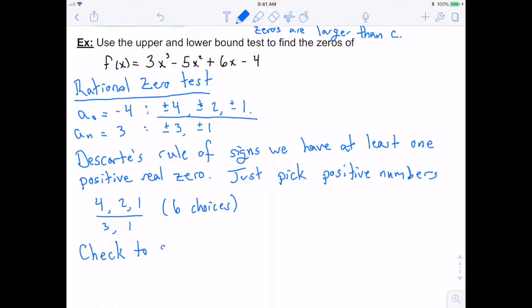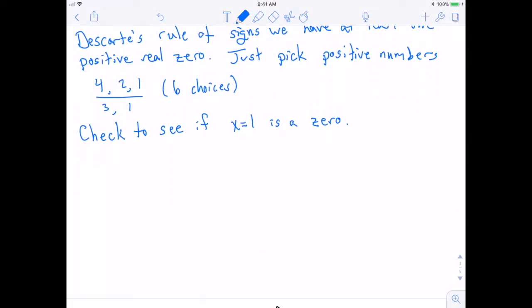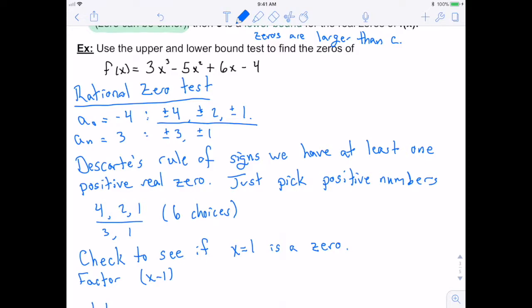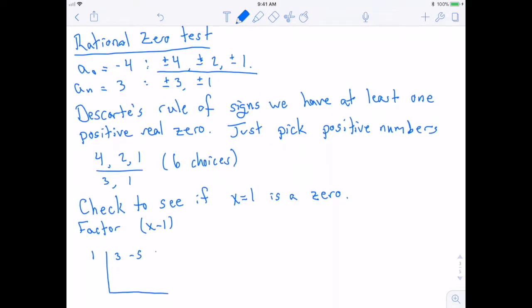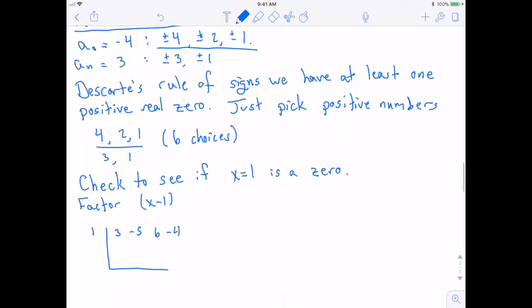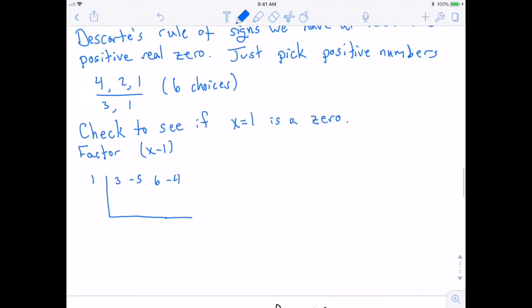Let's check to see if x equals 1 is a 0. And we can do this with synthetic division and just see if we have a remainder of 0. So here, x equals 1 is our 0, so I can write this as factor x minus 1. So I put 1 outside the box, and inside the box go the coefficients of our polynomial. So these numbers right here, 3, negative 5, 6, and negative 4. Checks out. We perform our synthetic division and see what we can do.